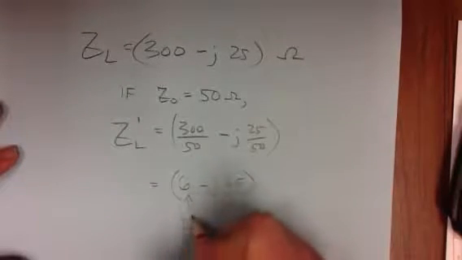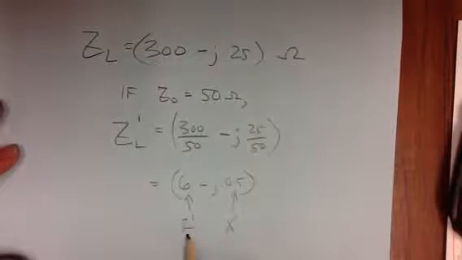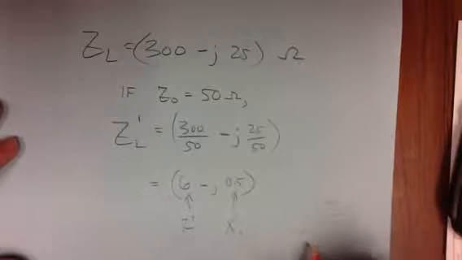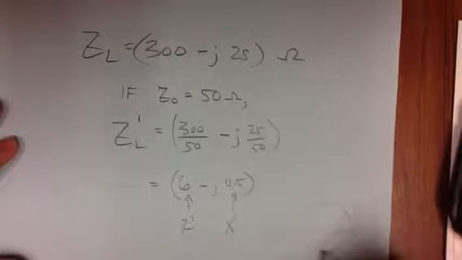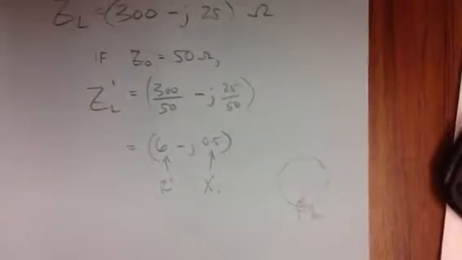This one is the normalized resistance, and this is the normalized reactance. We find the resistance first, and there will be a circle associated with that. We find the reactance, and there will be a semicircle associated with that. Where they cross will be the load impedance, just like before. So I'll get a new Smith chart, 6 minus j0.5.